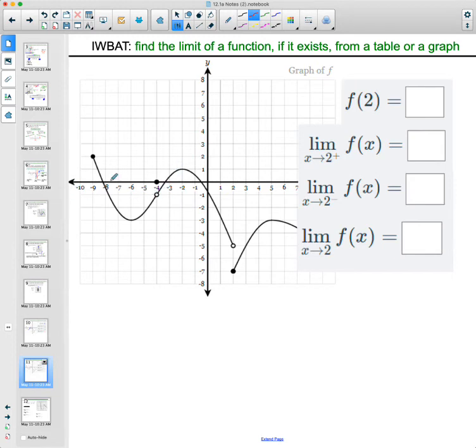Plugging in +2 to this function. So here's +2. So what's the function at +2? So the actual defined function, okay, the actual value of this function at 2 is -7.